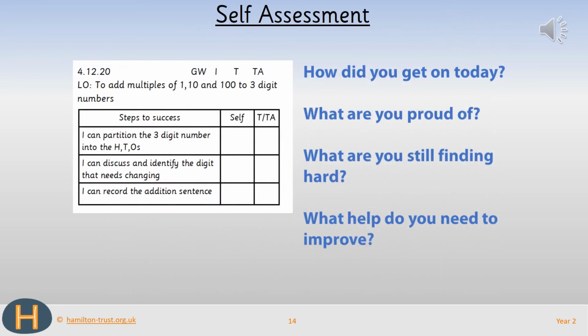We've come to the end of today's lesson, so I'm going to have a look through the self-assessment and think about the 4 questions in the blue on the side. How did you get on today? What are you proud of? What are you still finding hard? And what help did you need to improve?